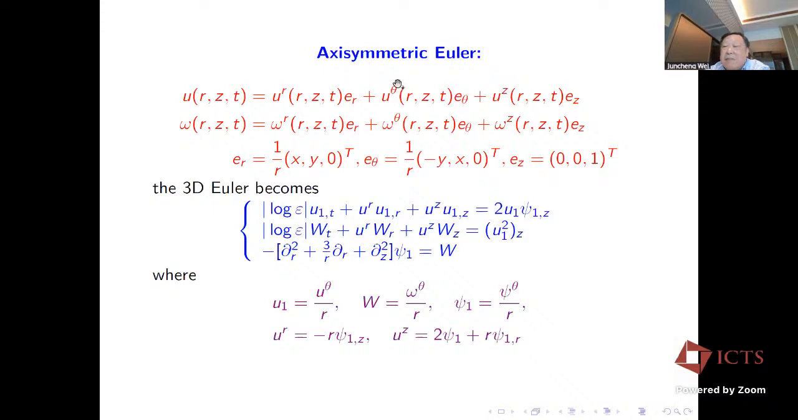So let me show you. Since we're doing the vortex ring, it's better to consider axial symmetry. So you consider axially symmetric Euler, and then the 3D Euler will become a 2x2 system. So you have U1 and W, and here we see the stretching term. This side, this is the stretching term.